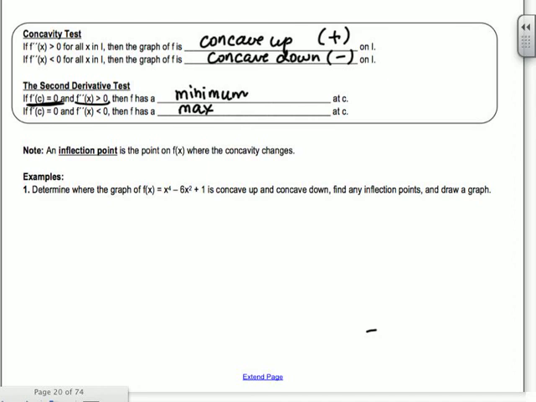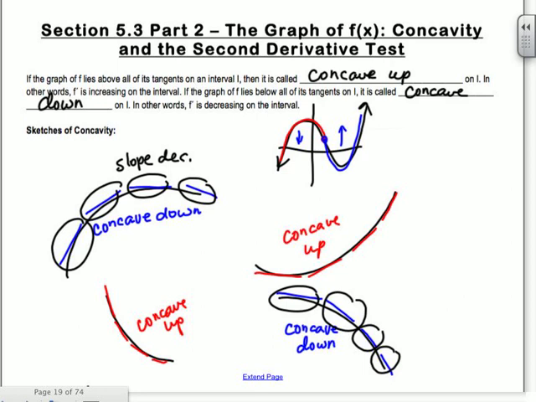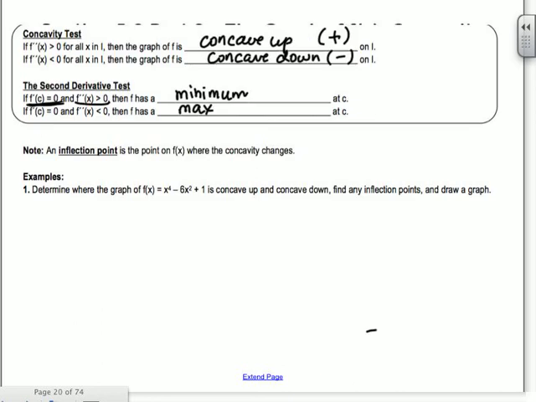An inflection point is the point on f of x where the concavity changes. So in my little sketch, notice how there was a definite point where you went from concave down to concave up. It's kind of hard to always find exactly where it is, but you can usually kind of tell. That's called an inflection point, or point of inflection.